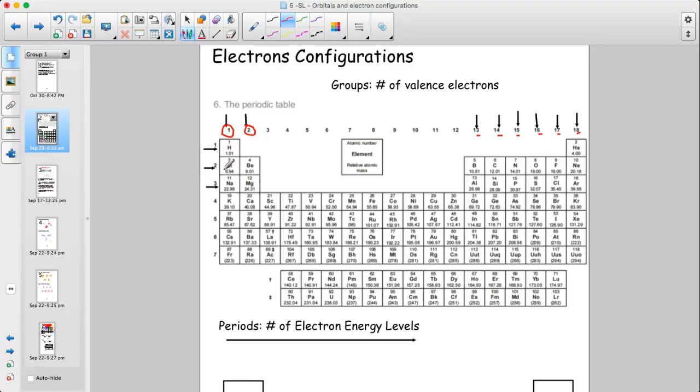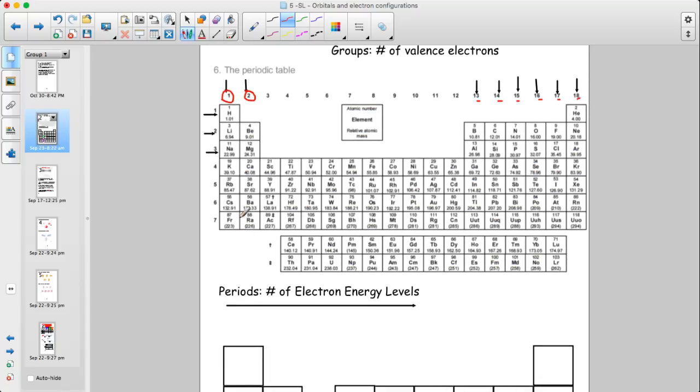Lithium, on the other hand, has 2 energy levels. Its first energy level is filled, and in the second energy level, it has 1 valence electron. Beryllium, 2 energy levels, and in the second energy level, it has 2 valence electrons, and so on. So you should be able to figure out from a group number and from a period number exactly where an element is located in the table, how many electron energy levels it has, and how many valence electrons it has.